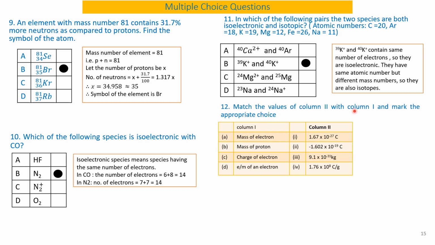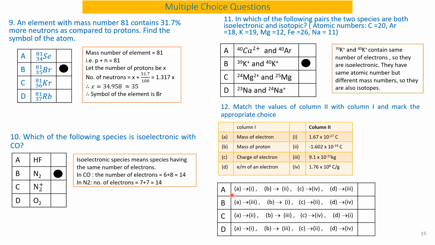Match the values of column 2 with column 1 and mark the appropriate choice. A table is given. Column 1 has serial numbers small a, small b, small c, small d. And here mass of electron, mass of proton, charge of electron, e by m of electron are the parameters given. In column 2, values are given at random, and its options are given. These are the options for column 2. You have to match which one is correct.